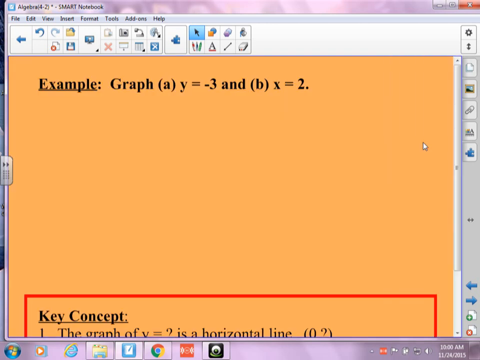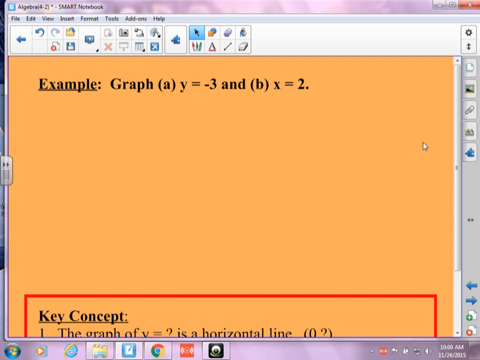All right. Now, this is going to happen in geometry. And kids get really confused on it because they're like, whoa, I don't know how to do this. This is super scary. Okay? The first one is y equals -3.